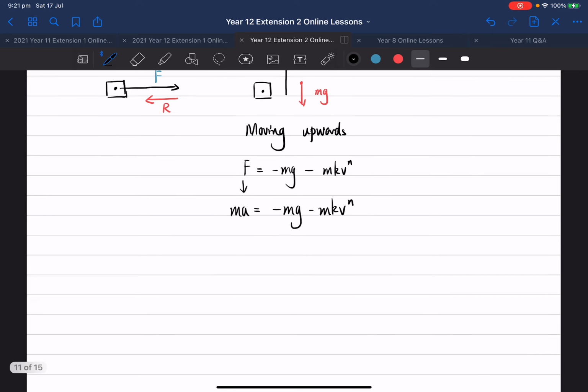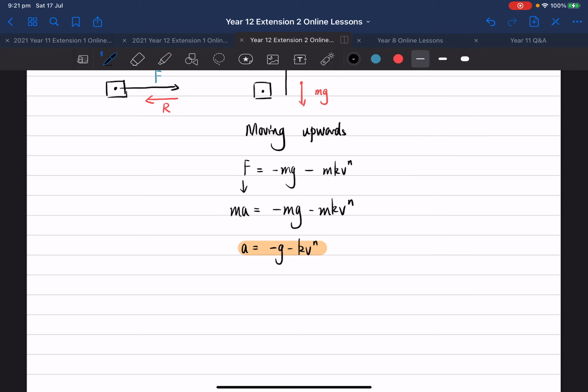After we finish this, we can divide both sides by m, so we end up with acceleration a equal to negative g minus kv to the power of n. So this is the result we're getting. For the majority of the questions in this exercise, you need to derive a formula, or if they do give you a formula, that'd be great. If they don't, you need to derive a formula that's very similar to this form.